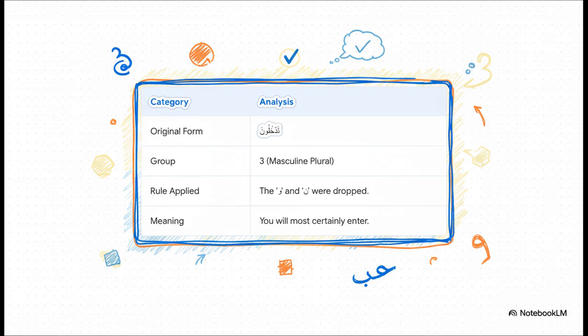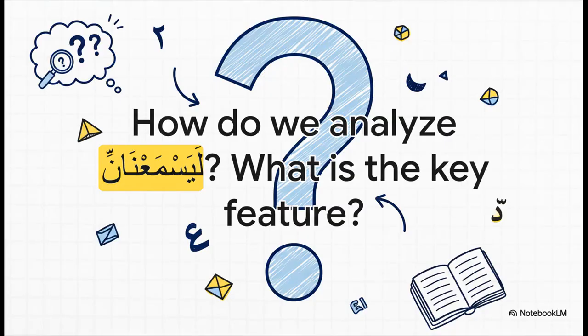See, the system works perfectly. Okay, let's try one more. This one looks a little more complex. Yaf'al yasma'anni. What in the world is going on here? Look for that key structural feature we talked about. What's separating those 2 N sounds at the end? And what does that tell you about the original verb?